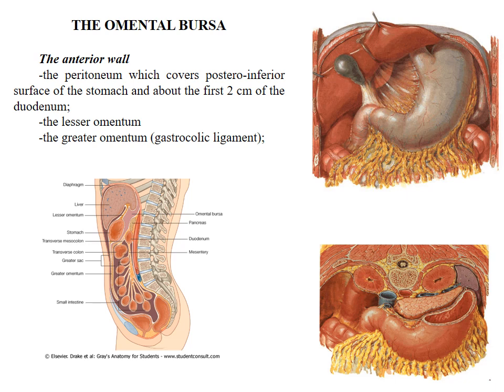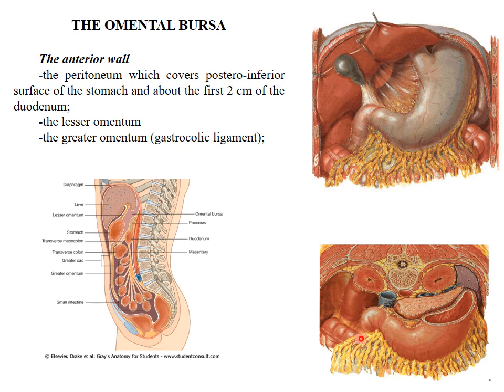The anterior wall of the omental bursa is the peritoneum, which covers the posterior or posterior inferior surface of the stomach and the first, superior part of the duodenum, then the lesser omentum and the greater omentum, these gastrocolic ligaments. This is the anterior wall of the omental bursa.